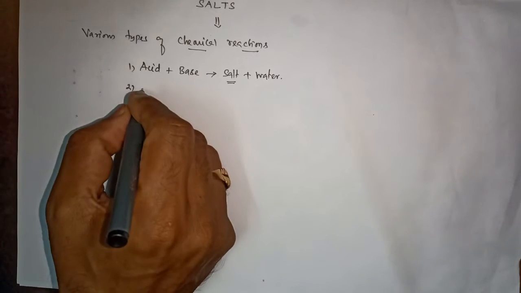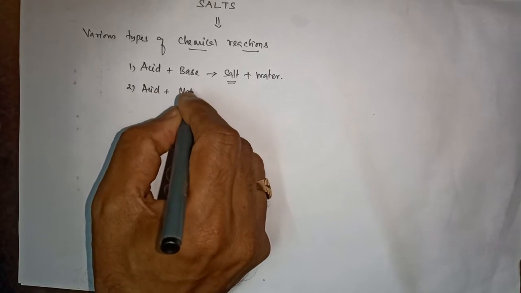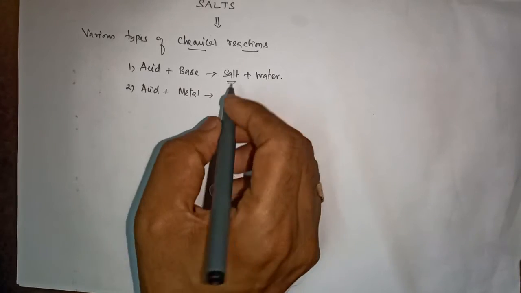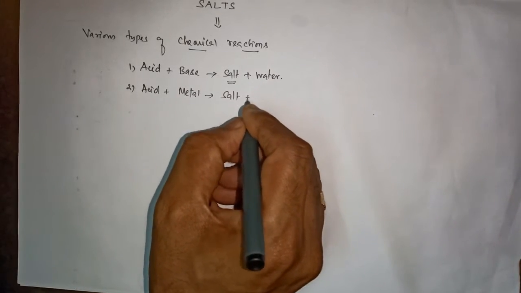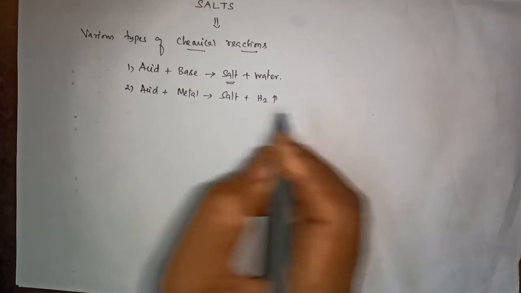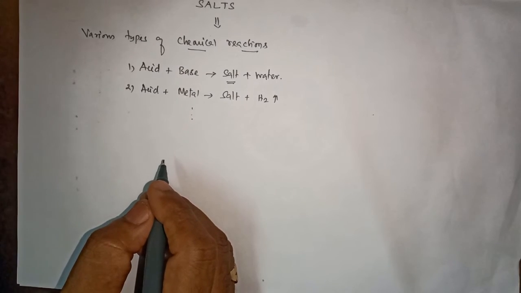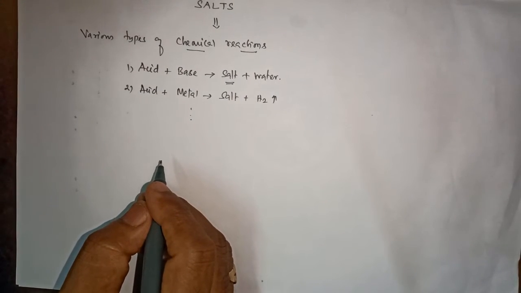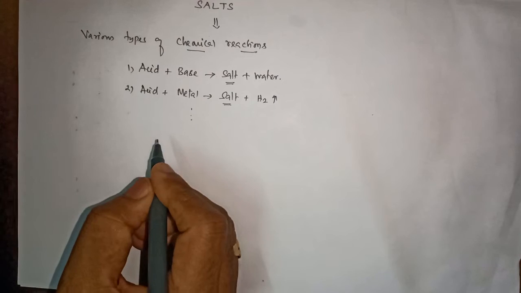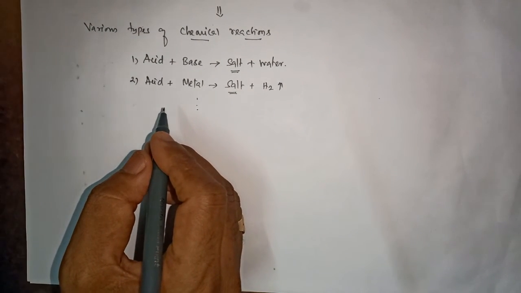Second one, I take an acid and react the acid with a metal. We get a salt plus hydrogen gas is liberated. Like this we have a number of chemical reactions in which we are getting the formation of salts, right? And now I tell you the general definition for salts.